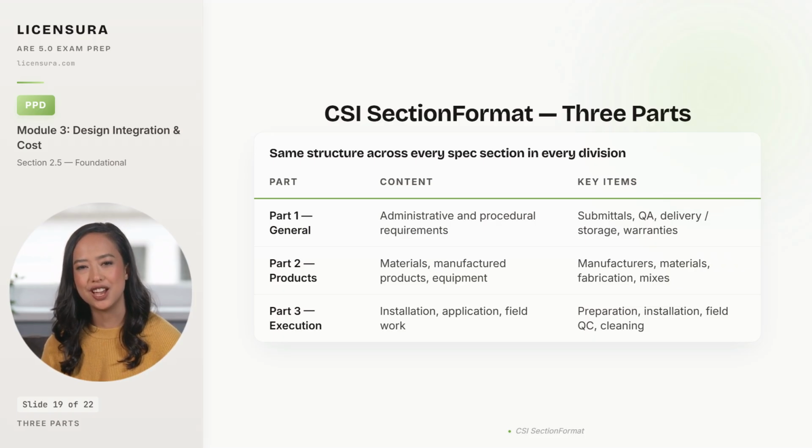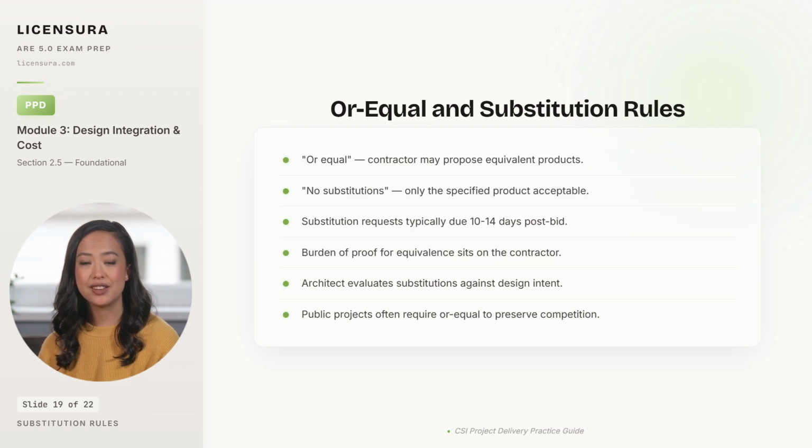Substitution clauses are where section format meets bidding law, and where architects face license board complaints for restricting competition. 6 rules that govern substitution clauses on real projects. Or equal language allows the contractor to propose alternative products deemed equal by the architect, which preserves competitive bidding and keeps the architect from being accused of restraint of trade. No substitutions language means only the specified product is acceptable, which gives the architect maximum control, but is legal on public projects only when the architect can document why sole source is justified.